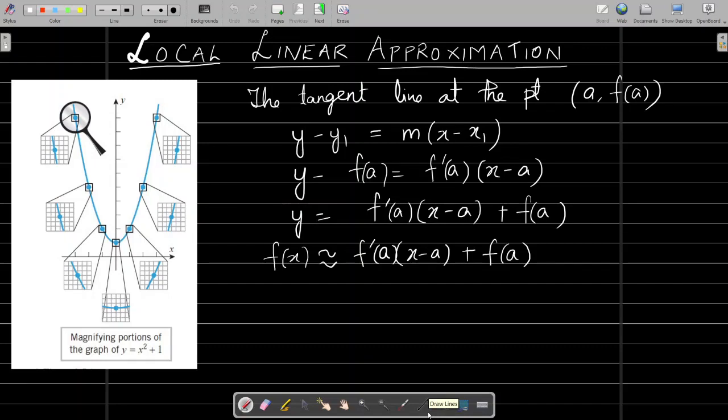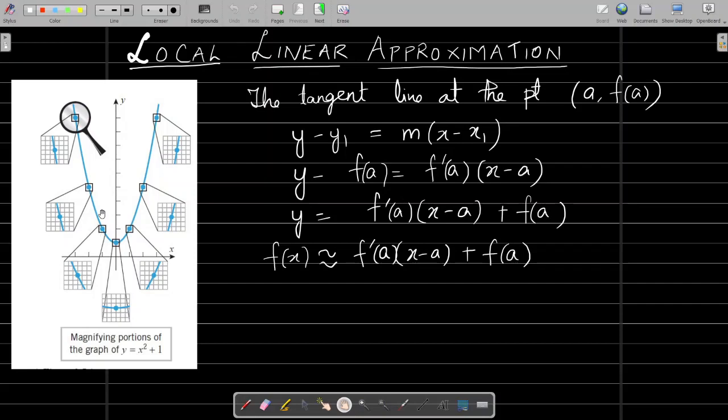Welcome friends. In this video we will be discussing local linear approximations. Now the basic concept of local linear approximations is that any continuous function can be approximated by a straight line in a very small neighborhood of a given point.